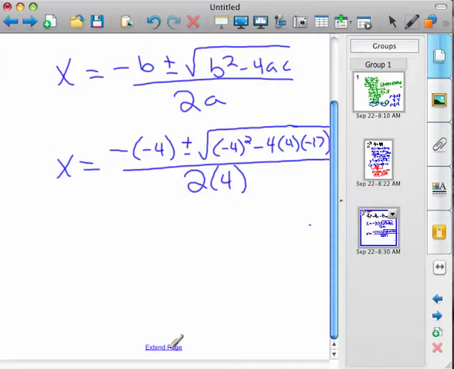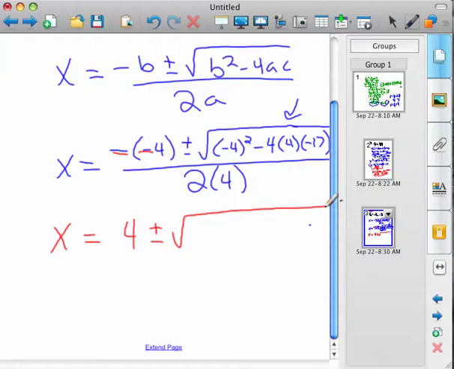And now it's just a matter of using order of operations. So work inside your parentheses. Well, the only thing I really set up like parentheses here is the stuff underneath the square root. So we'll go ahead and do that first, along with some other things. Minus a negative 4 becomes positive 4. So negative 4 squared is 16. Somebody help me out with 4, 4, and 17. Negative 272. So minus a negative 272, all over 8.